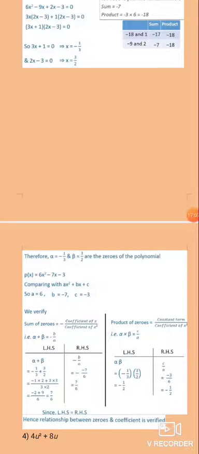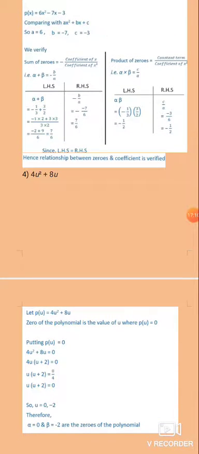Clear? Now listen carefully. The last one, 4u square plus 8u. First equate with 0. Now 4u square plus 8u equated with 0. From those two terms, the common factor is 4u, remaining u plus 2 equal to 0. So 4u into u plus 2 equal to 0. So u into u plus 2 is equal to 0 by 4, which is equal to 0. First value of u is 0. Second value: u plus 2 equal to 0, so u is equal to minus 2.